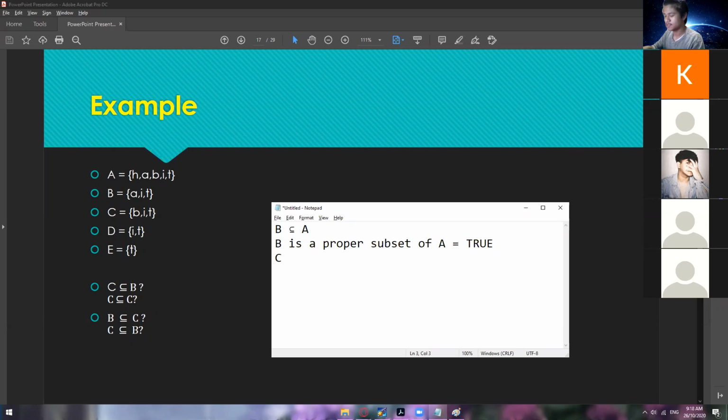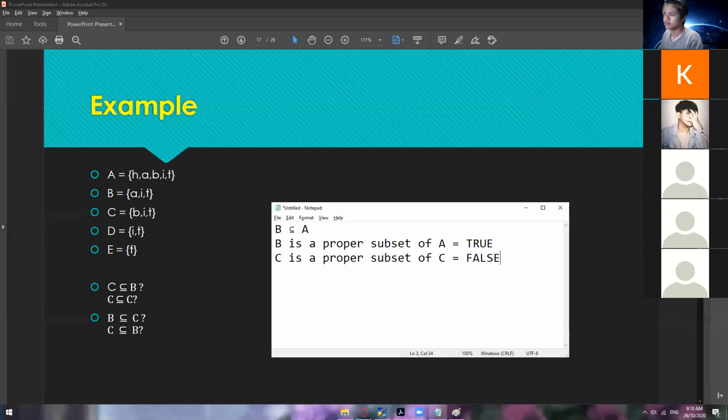C is a proper subset of C. Is this true or false? False, sir. So false na to kasi lahat ng element ng C can also be found on set C. Okay? So in other words, hindi pwedeng maging proper subset ang isang set ng sarili niya.